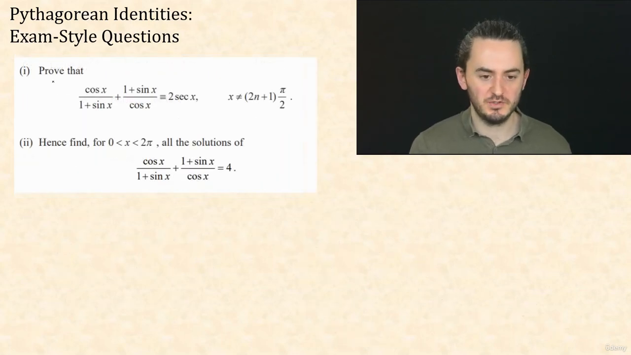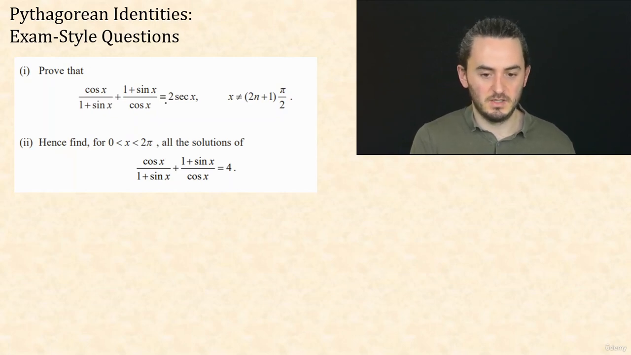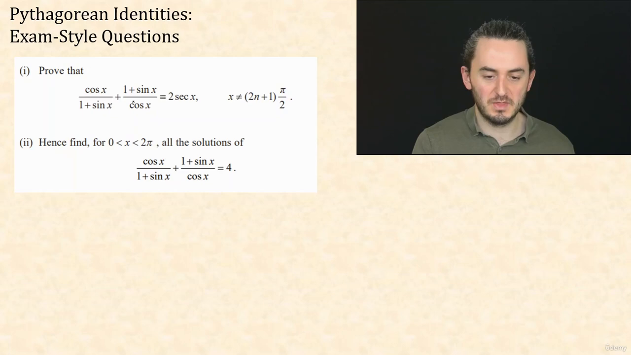Okay, here's another question. Prove that cos x over 1 plus sin x plus 1 plus sin x over cos x is identical to 2 sec x. Okay, so this is actually something we have proved in a previous video. We're going to run through it again.